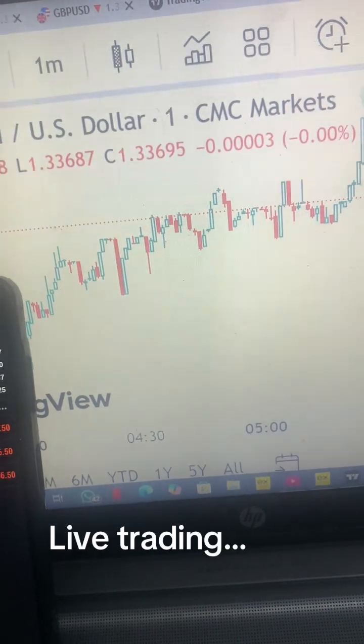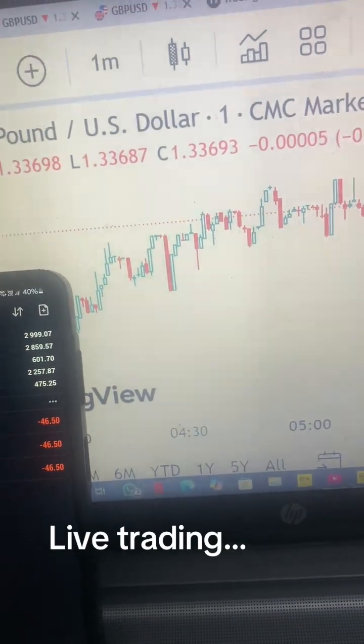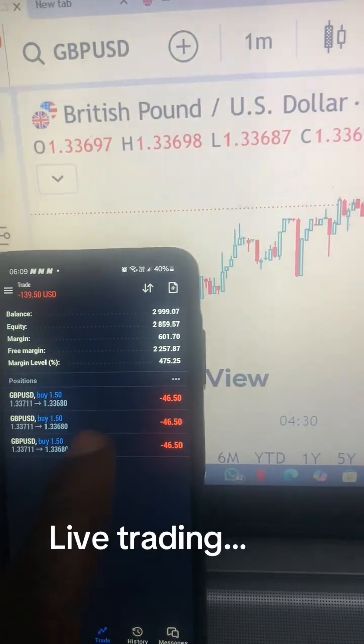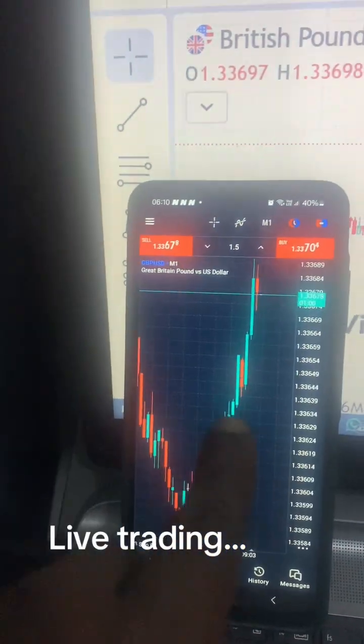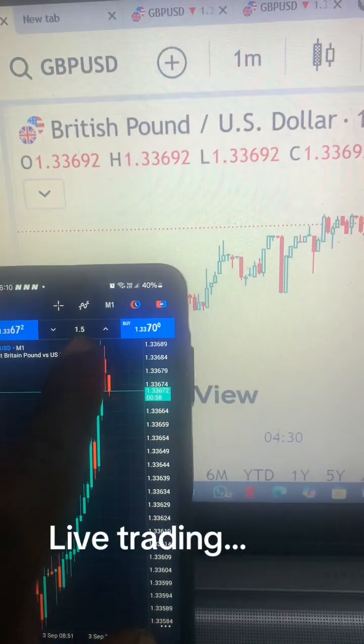Yes, so as a beginner, you don't have to use this lot size. You see the lot size I'm using; as a beginner, you don't have to use it. You can see I'm using 1.5.